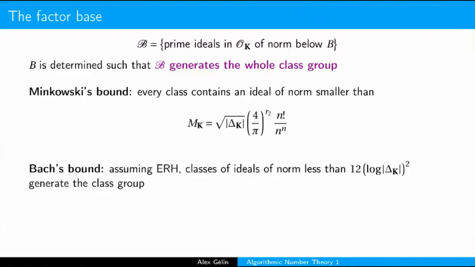Okay, we need to wait until the 90s and the results of Eric Bach. Under the assumption of the extended Riemann hypothesis, he proved that classes of ideals of norm below that bound generate the class group. Okay, this bound is polynomial in the size of the discriminant, so that can be useful for us.